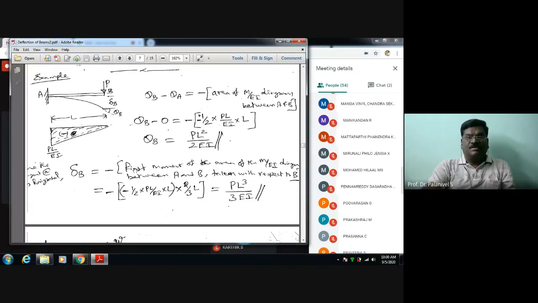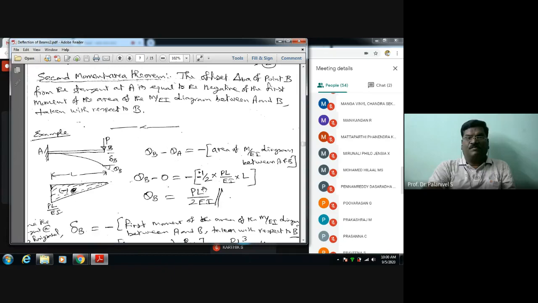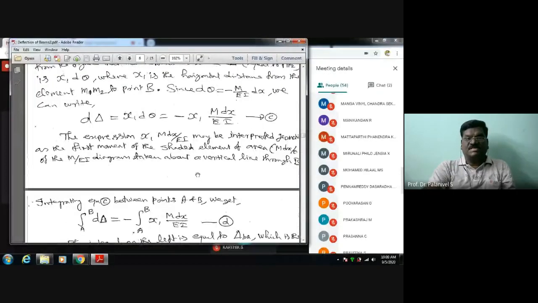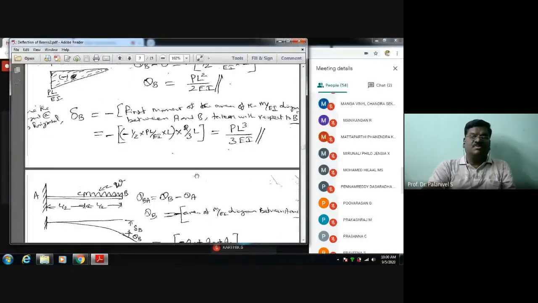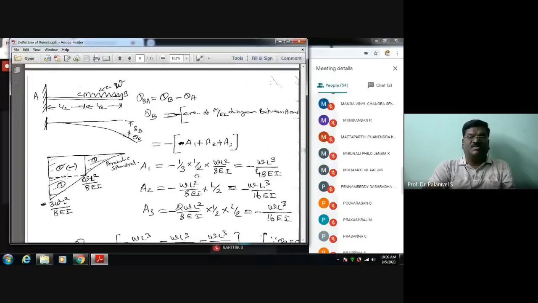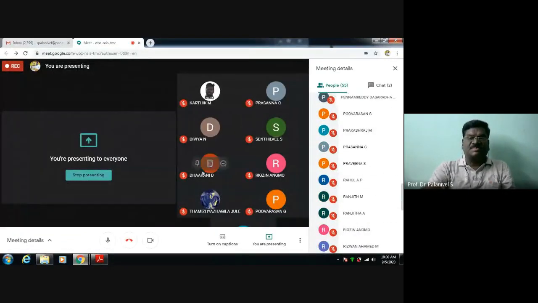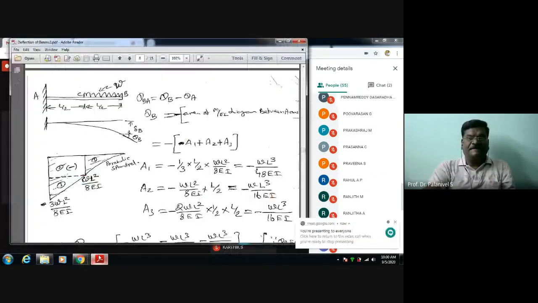So this is a very simple example. From this example, you clearly understood how to apply this theorem. We will proceed further. We will discuss next, suppose you get a numerical problem. Just here with notations I am explaining.